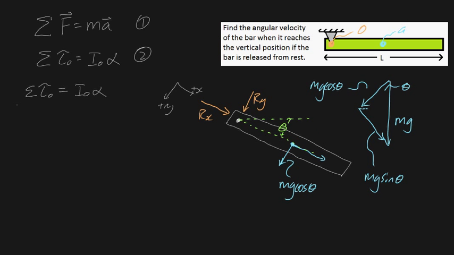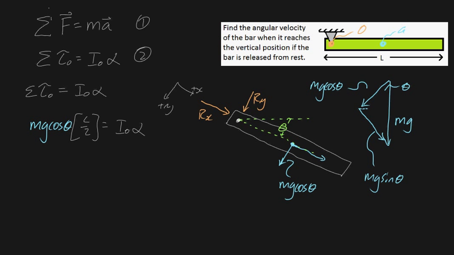So let's do that. The sum of torques will actually be mg cosine theta times the distance from the axis of rotation to your force, which is L on 2. So that's times L on 2, and that's going to be the moment of inertia around point O times the angular acceleration. Notice the torques due to Rx and Ry are 0. That's one of the main reasons I chose the sum of torques around O. Okay, so let's solve this now.